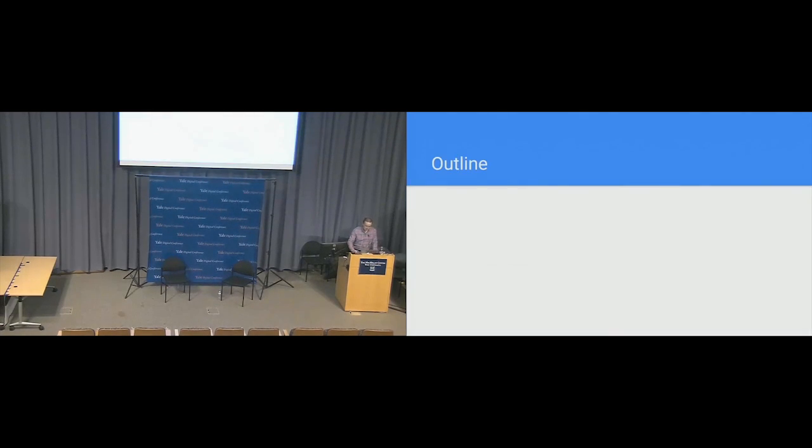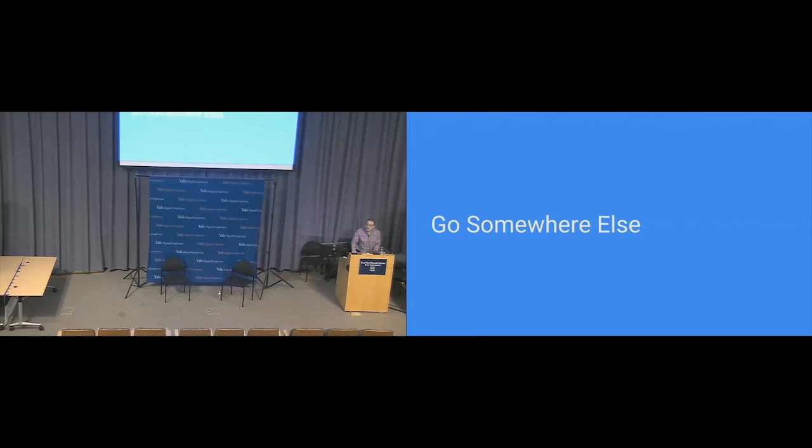All right, so for the outline, I'm going to talk about why you should go to someone else's session instead of this one. I'm going to talk to you about what is accessibility, and then we're going to talk about actually preparing and doing some of this stuff. But the first section is why you should not be here.